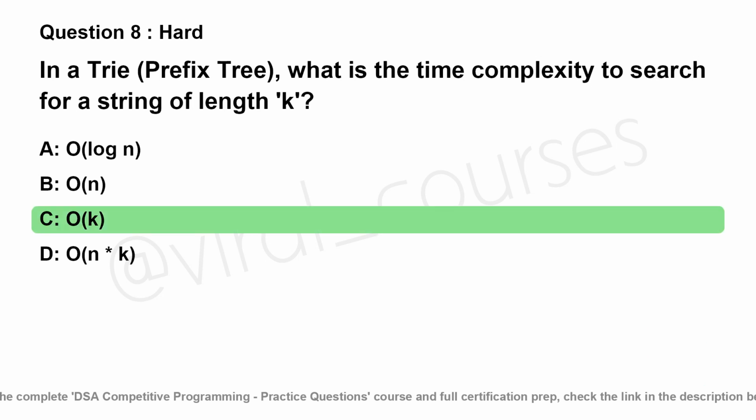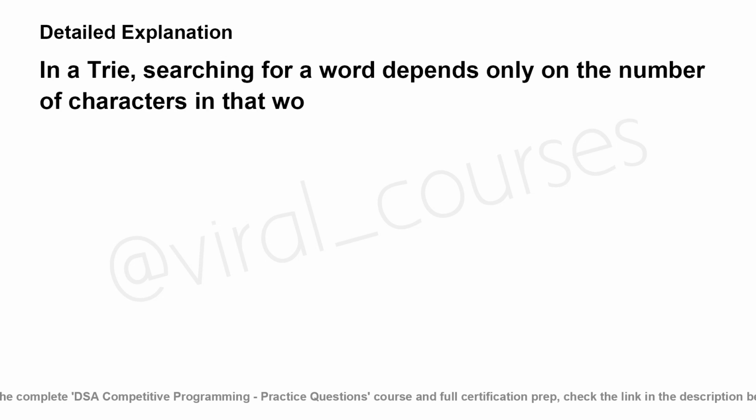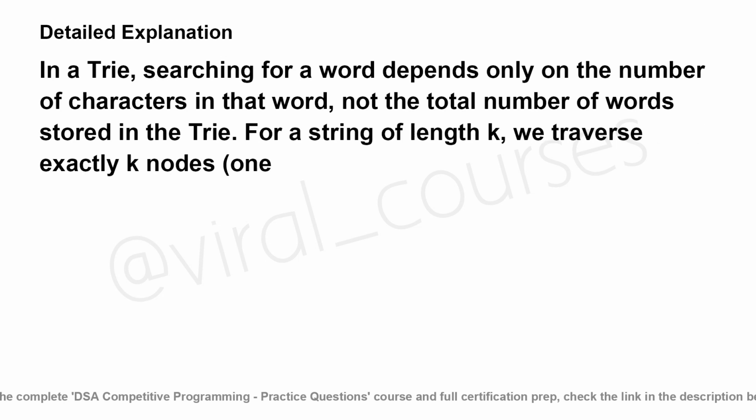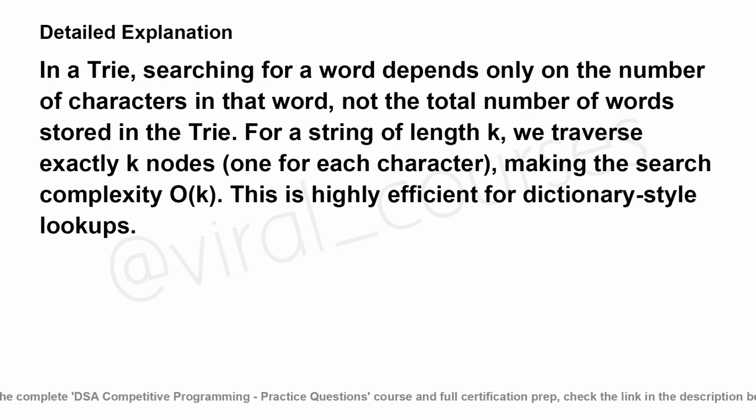The correct answer is C. In a trie, searching for a word depends only on the number of characters in that word, not the total number of words stored in the tree. For a string of length k, we traverse exactly k nodes, one for each character, making the search complexity O(k). This is highly efficient for dictionary-style lookups.